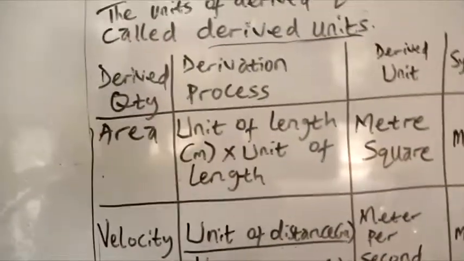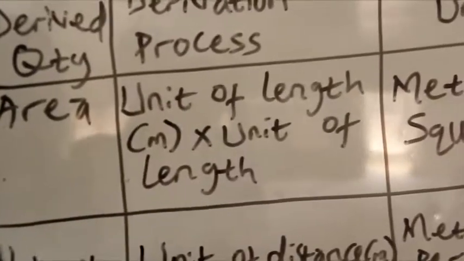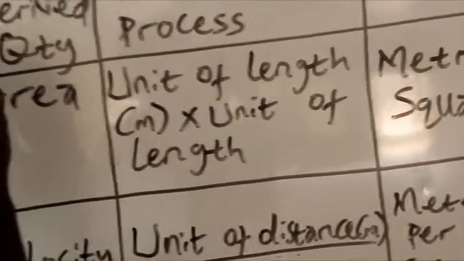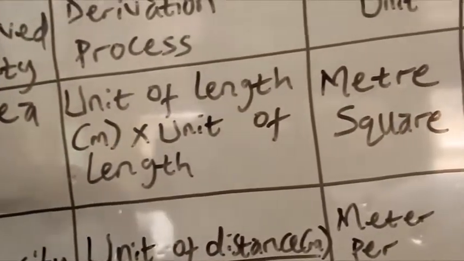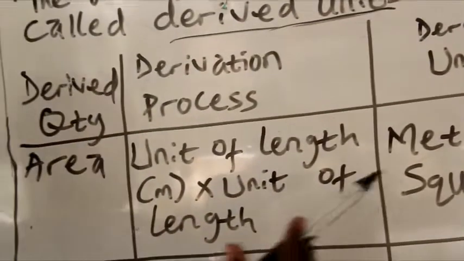I've just listed about four of them here. Your second assignment is to give me as many derived units as you can remember, the derivation process, the derived unit, and the symbol in the comments section.